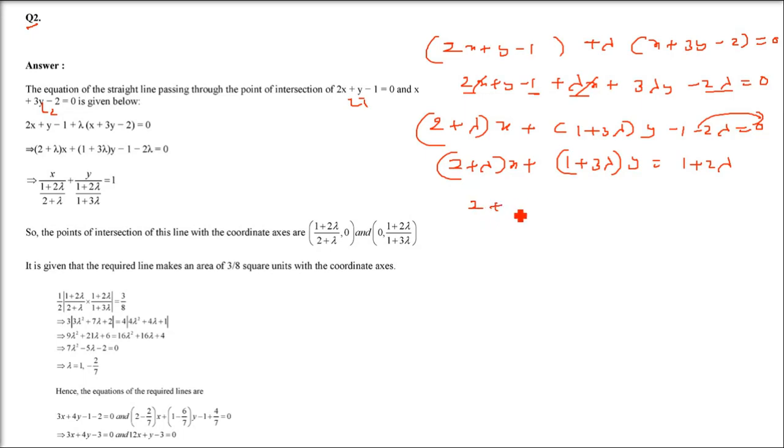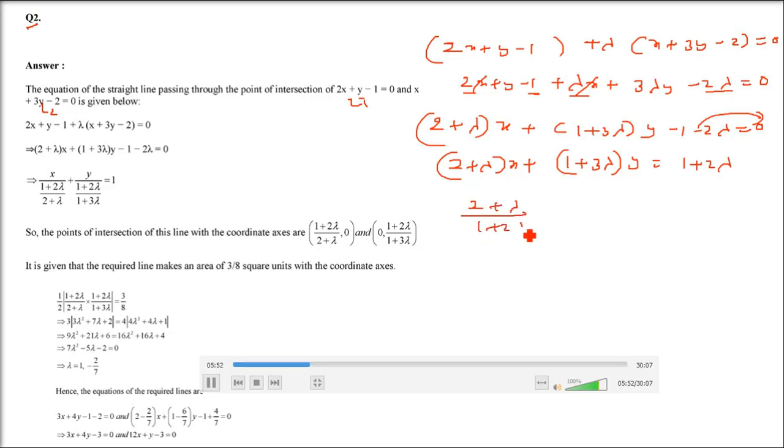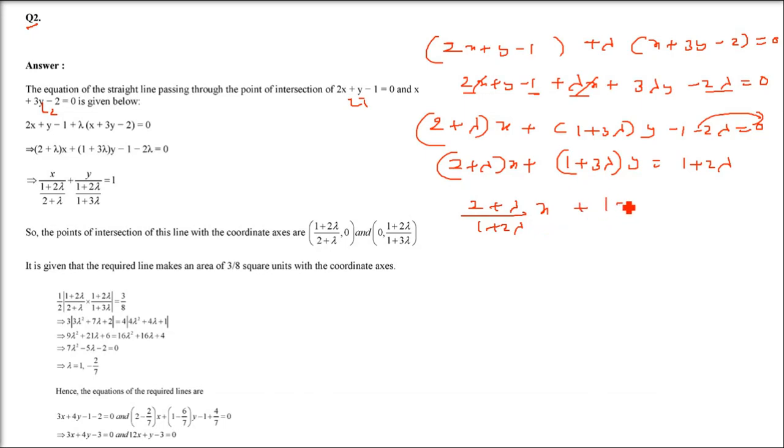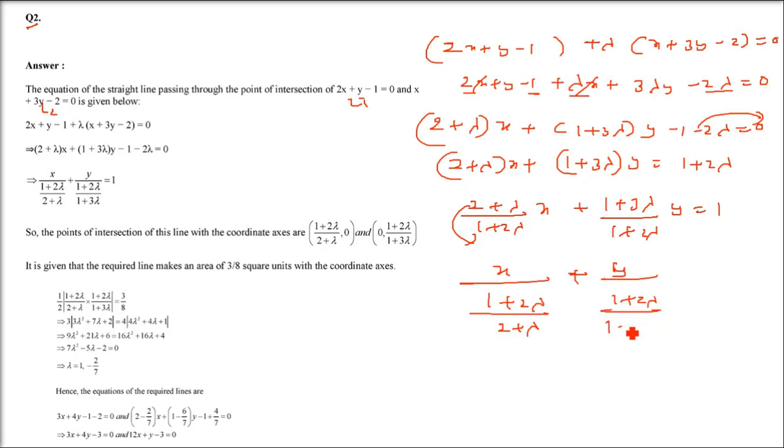So (2 plus lambda) by (1 plus 2 lambda) x plus (1 plus 3 lambda) by (1 plus 2 lambda) y equals 1. So take it in the denominator. So it will go like this: 1 plus 2 lambda will be the numerator of the denominator, and 2 plus lambda will be the denominator of the denominator. So this is the formation. So this is x by a plus y by b equals 1, the intercept form.